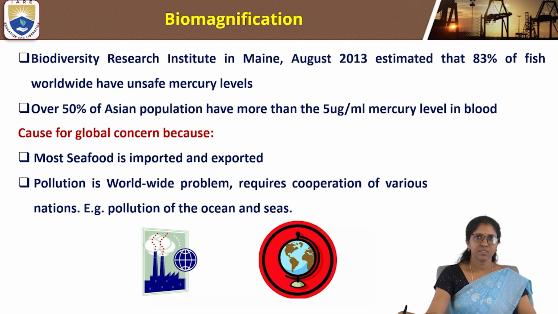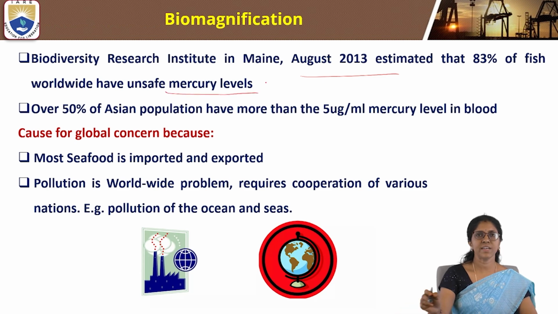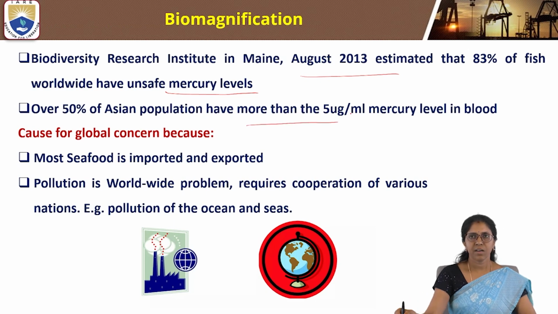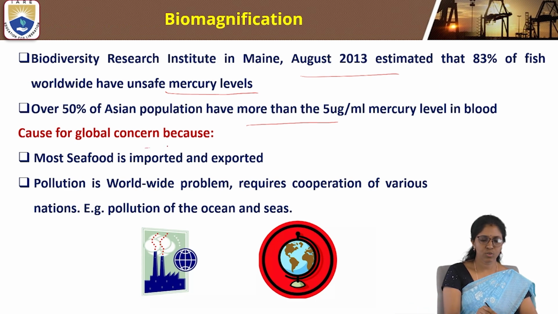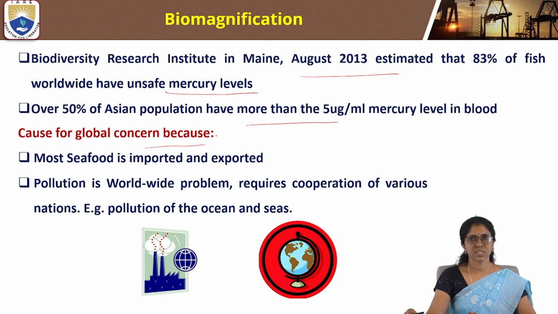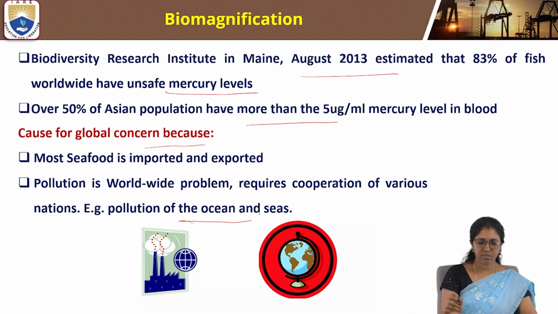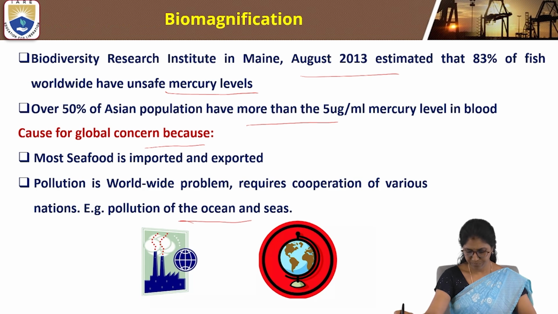The Biodiversity Research Institute in Maine, in August 2013, estimated that 83% of fish worldwide have unsafe mercury levels. Over 50% of the Asian population have more than 5 milligrams per ml mercury level. This is a cause for global concern because most seafood is imported and exported. Pollution is a worldwide problem. It requires the cooperation of various nations, for example, pollution of oceans and seas.